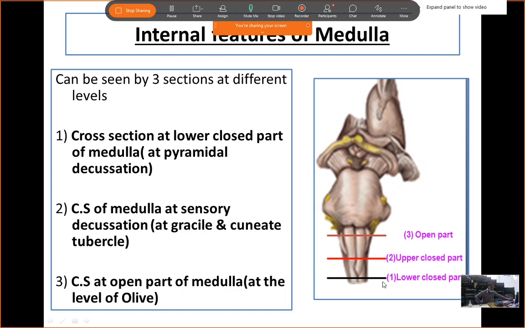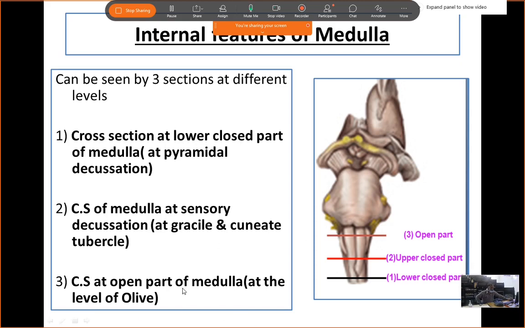Okay, the lower closed part. Lower closed part means at the level of the pyramidal decussation. We have to take a cross section at the level of pyramidal decussation. Then we see under the microscope what structures are present. Again, a cross section of the medulla at the sensory decussation, that is at the level of the gracile and cuneate tubercle. Here we cannot see; only from the dorsal aspect we can see the cuneate nucleus and gracile nucleus. So this is the upper part of the closed part of the medulla oblongata.